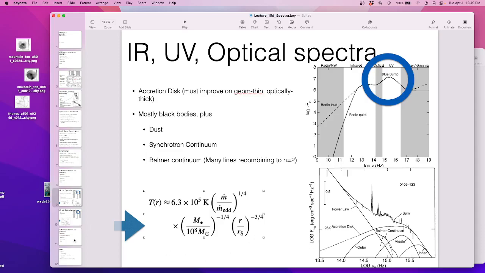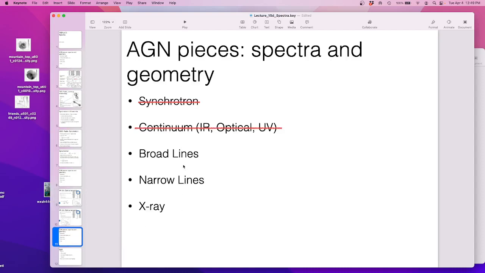Tomorrow we will finish up with the broad line regions. So broad lines are cool because you can do stuff with them, like listen to the acoustic ringing of the black hole.